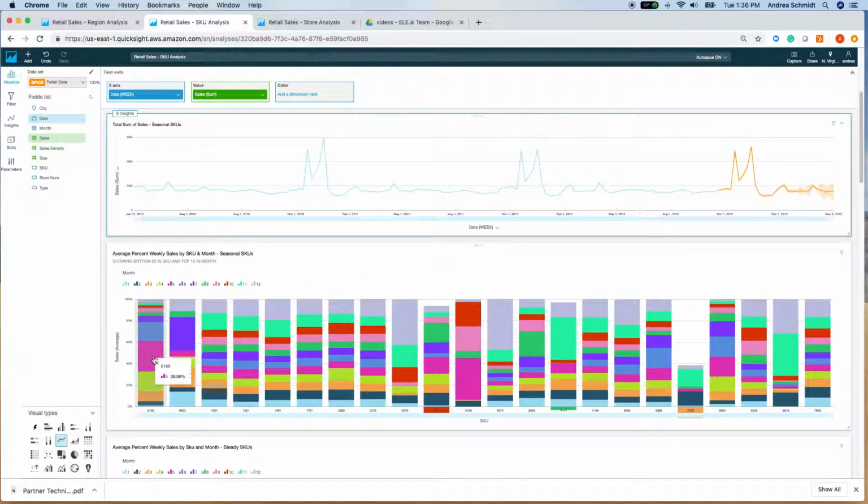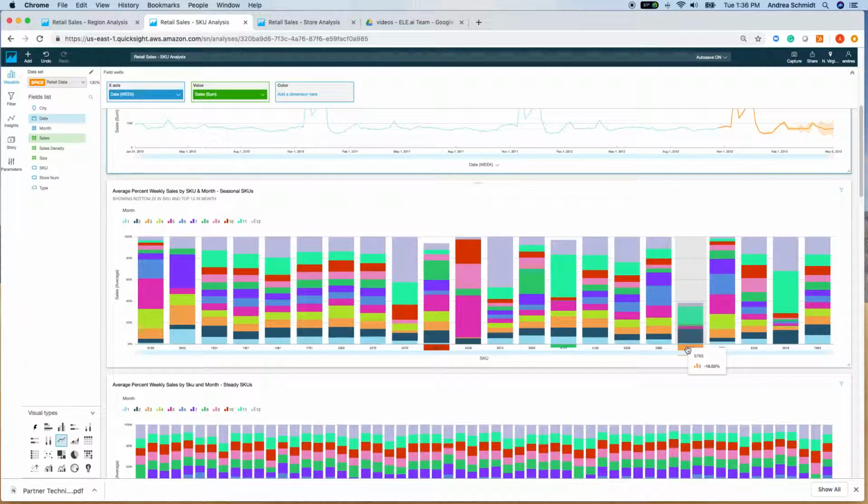So these are all going to be heavily seasonal SKUs, and you can see that we have month 5, so May. This is very important for the month of May. This is a SKU that is not very important at the beginning of the year, but at the end of the year. And then here we have something interesting.